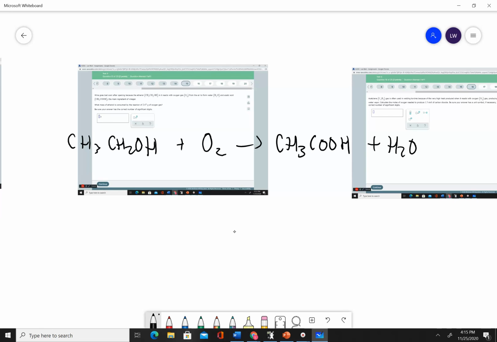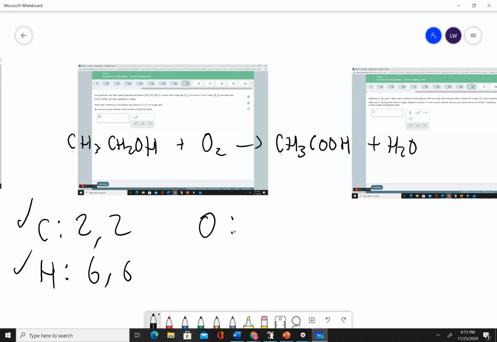So let's have a look at our atom count. Carbon, I've got 1, 2 on the left, 1, 2 on the right, so that was easy. Hydrogen, they're kind of spread out a little bit here. I've got 3 plus another 2, that's 5, plus 1 more, that's 6. And then on the other side, I've got 3 plus 1, that's 4, and then another 2, that's 6. So both carbon and hydrogen are balanced. Now I've got to work on my oxygens, and we know that oxygen can often be a troublemaker, right? So I've got 1, 2, 3 oxygens on the left, and then I've got 1, 2, 3 oxygens on the right.